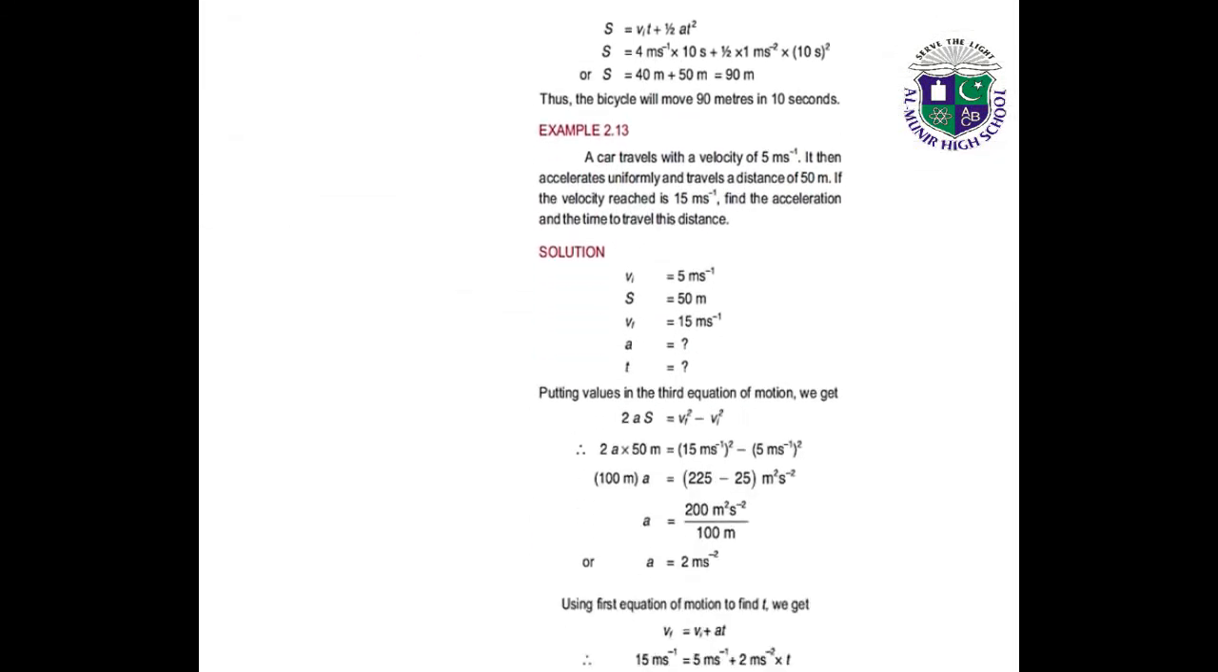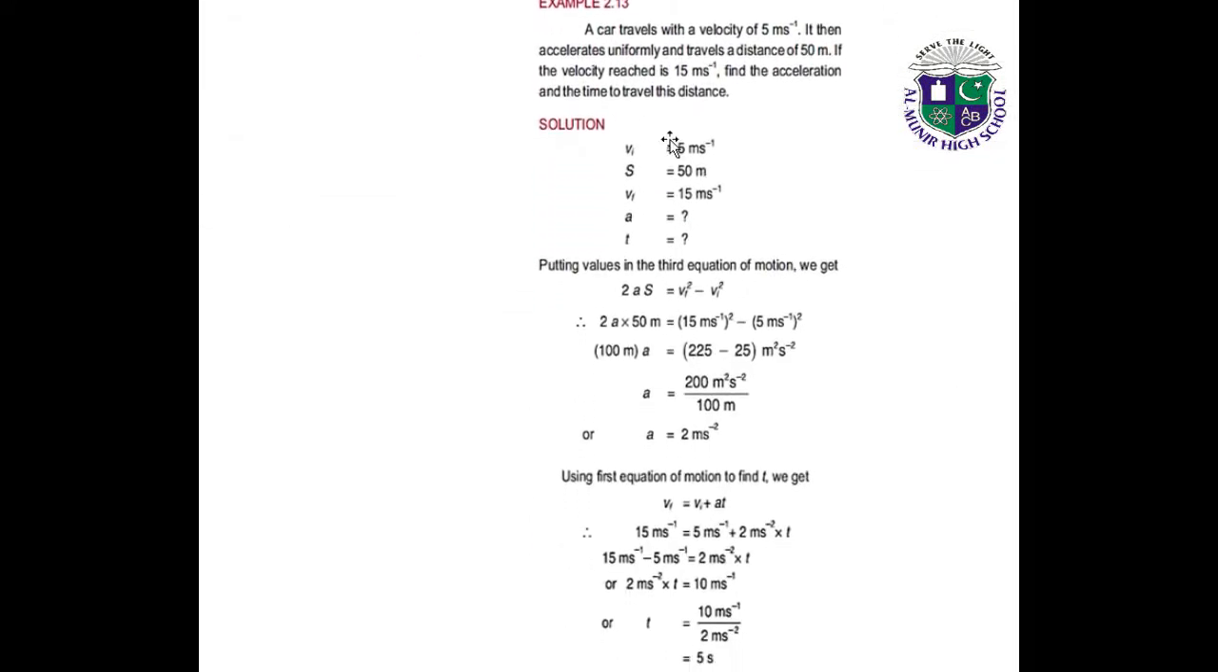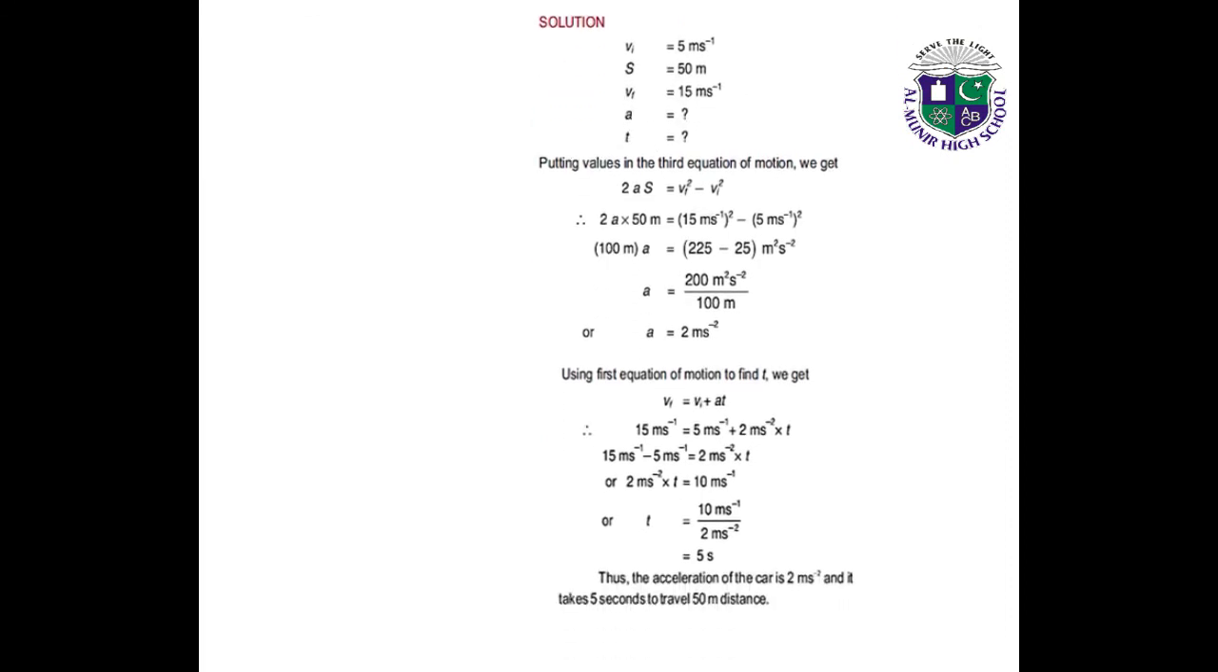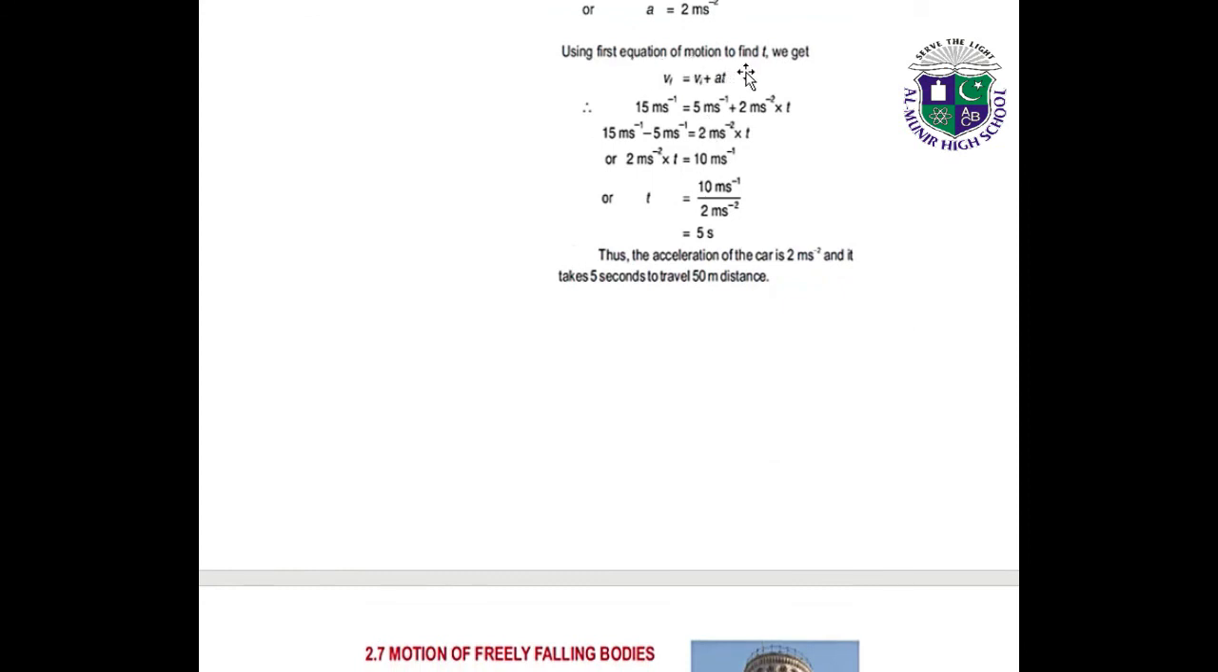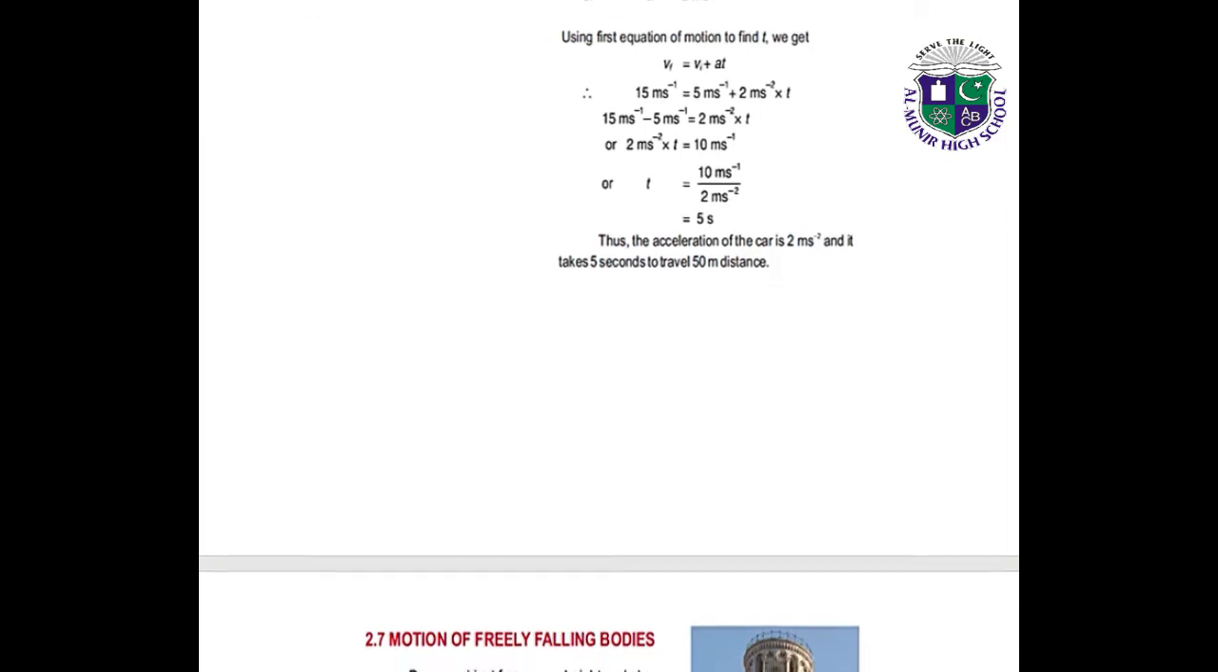Look at example number 2.13. In this statement, initial velocity is given, distance is given, final velocity is given. We have to find out the acceleration and time. By using the third equation of motion, by putting all these values in this equation, we will get the acceleration, which will be 2 meter per second square. And by using the first equation of motion, we will get the time. The value of time will be 5 seconds.